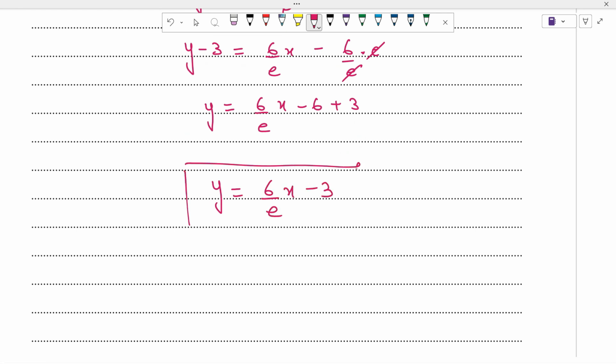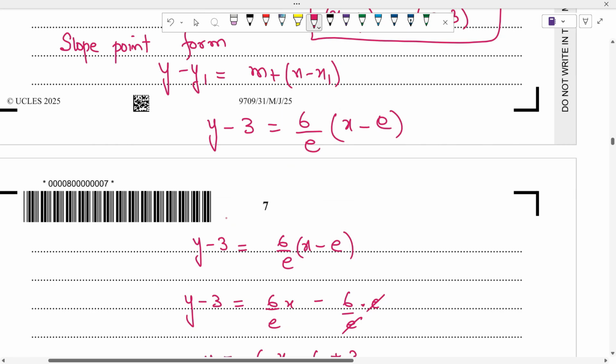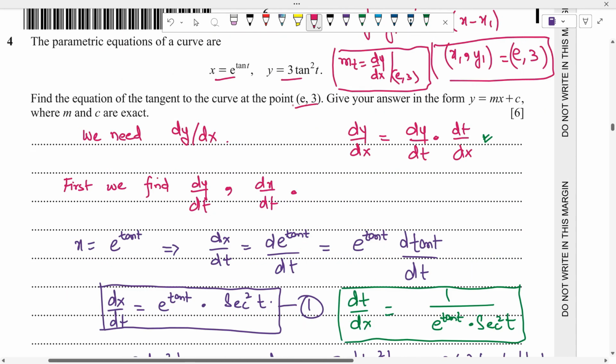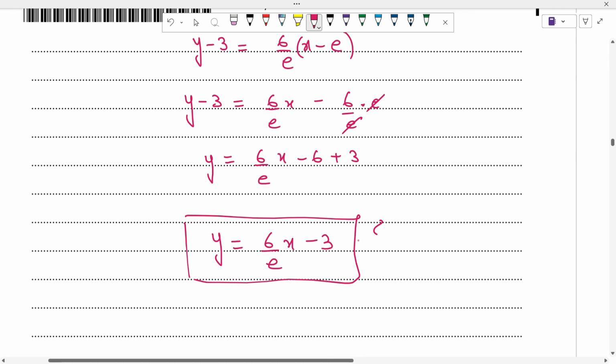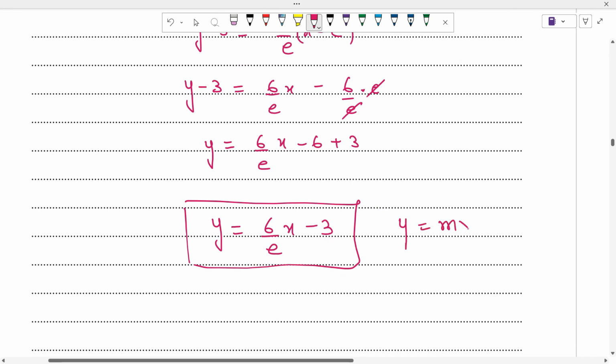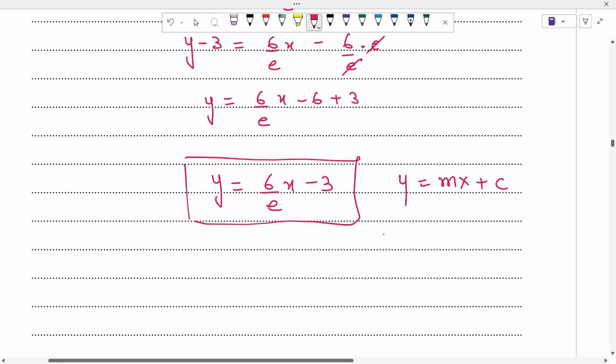So this is the required equation of the tangent to the curve at the point (e, 3). This equation has the format y equals mx plus c. So in this case, m equals 6 over e and c equals negative 3.